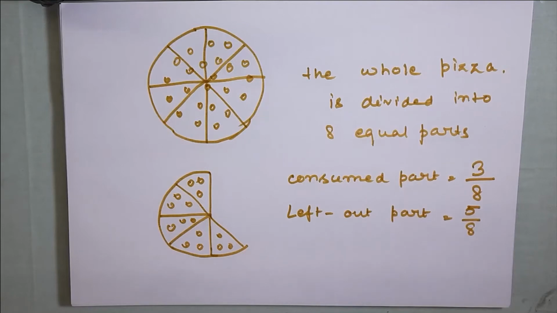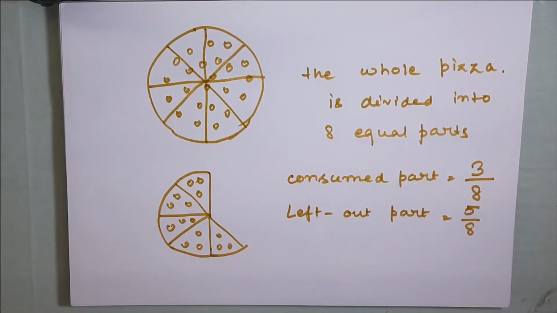So we can divide the pizza into any number of parts. It might be 11, it might be 12, and we can consume any number of parts out of those 11 equally divided parts of the full pizza. It can be 7 by 11, 6 by 11, 8 by 11. To designate a specific portion of the whole, we call it a fraction. So here 3 by 8 is a fraction, 5 by 8 is a fraction.